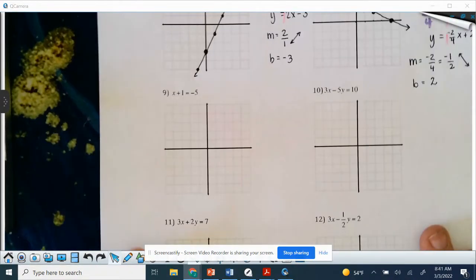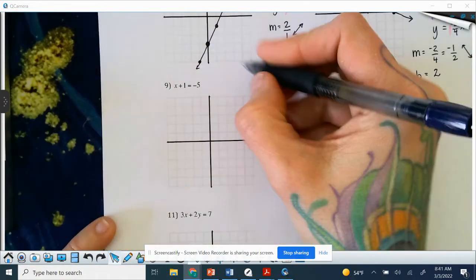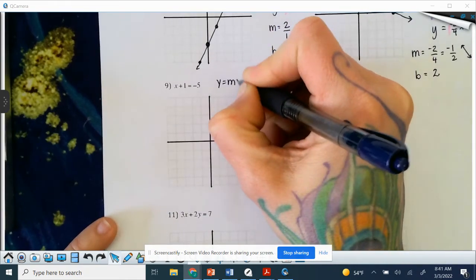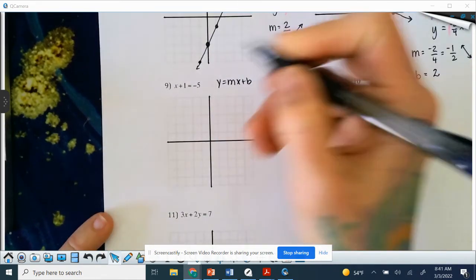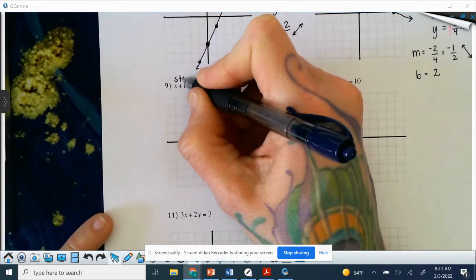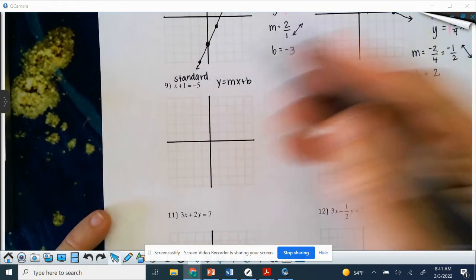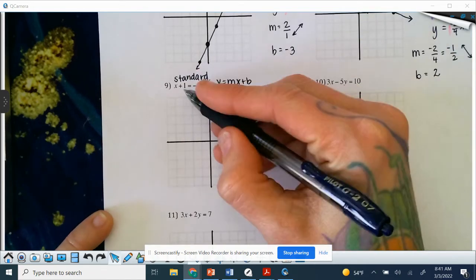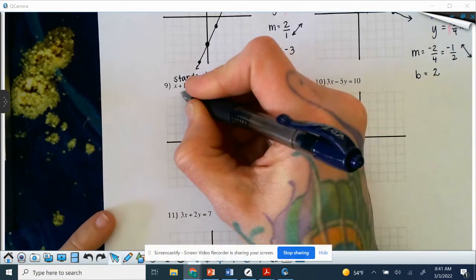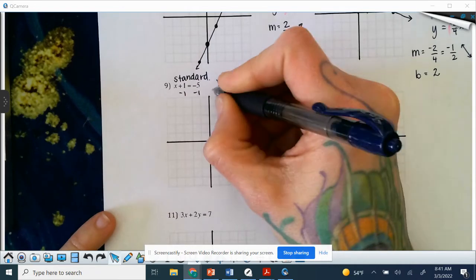So number 9, again, it's not in y equals mx plus b form. So we're shooting to put it in slope-intercept form. So this is our standard form. And actually, I'm telling you a complete story. There's not a y in this one at all. So we need to get x by itself. We need the variable by itself. So I'm going to move that 1. That's going to be x equals a negative 6.